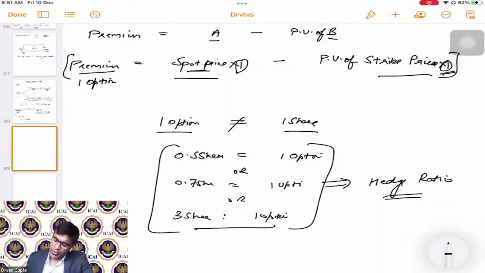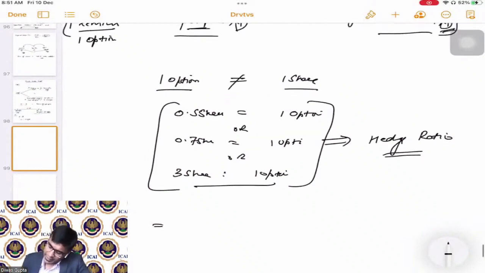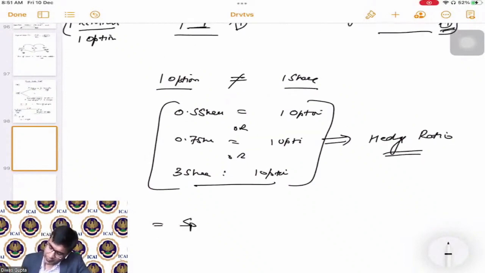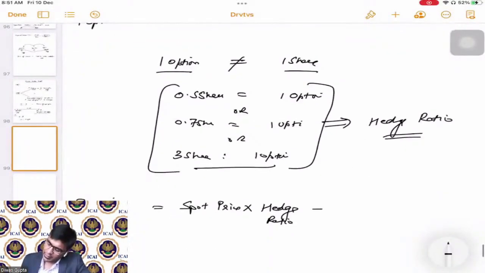So what will Mr. X do now? Mr. X will rewrite the formula like this: premium for one option is equal to spot price multiplied by hedge ratio minus present value of strike price.